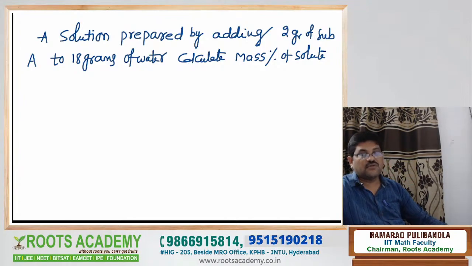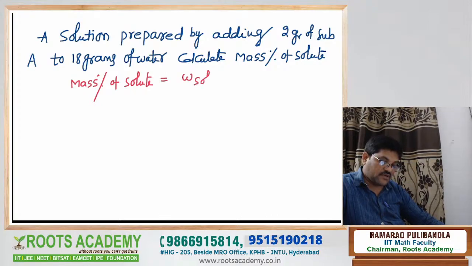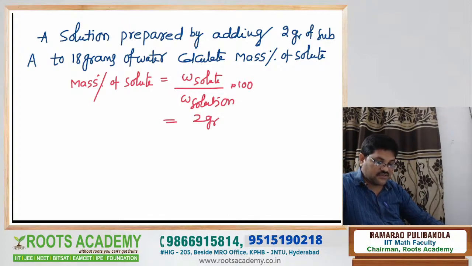What is percentage? Per 100 grams of the solution. Therefore, what do you write? The mass percentage of solute is equal to the weight of the solute by the weight of the solution into 100. Now here 2 grams of the substance. Solution is what? Solute plus solvent. 2 grams plus 18 grams, into 100.